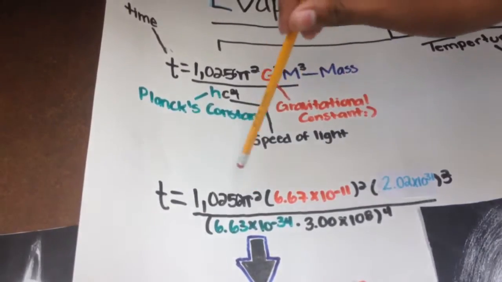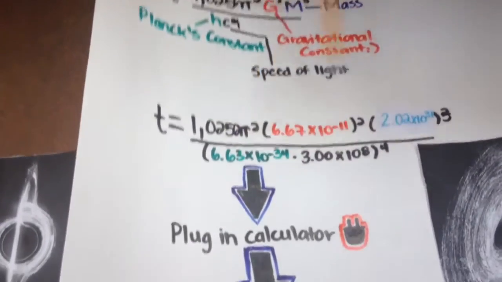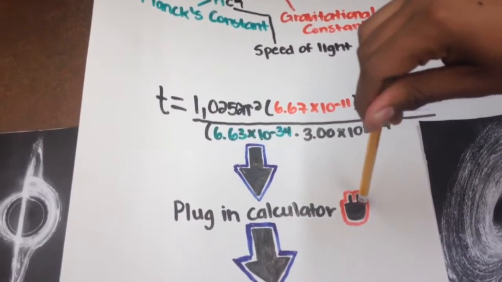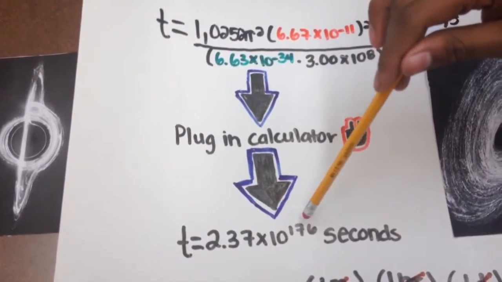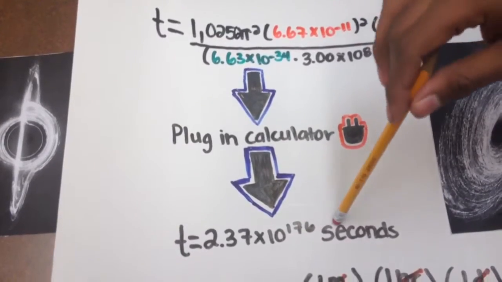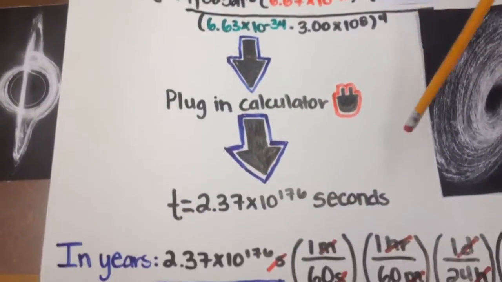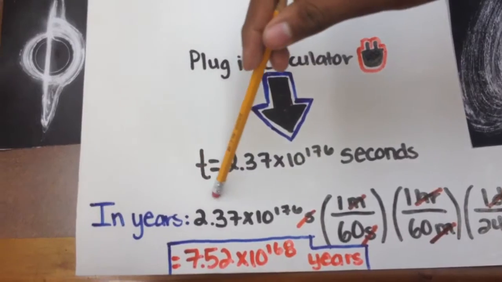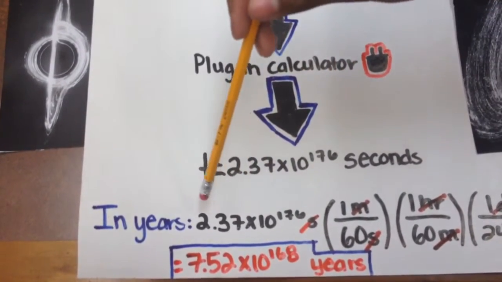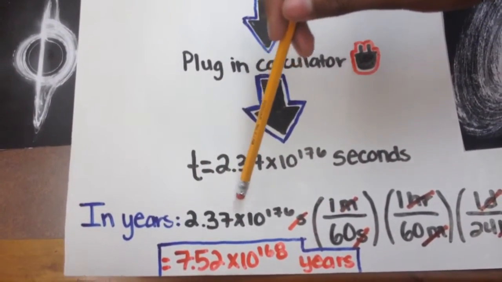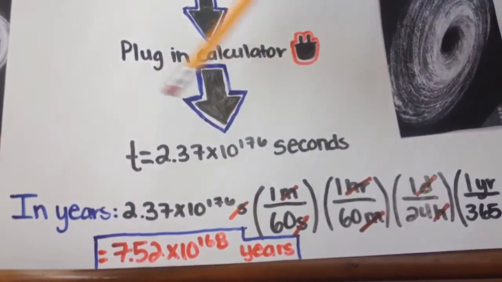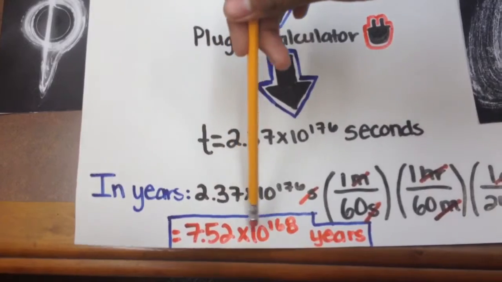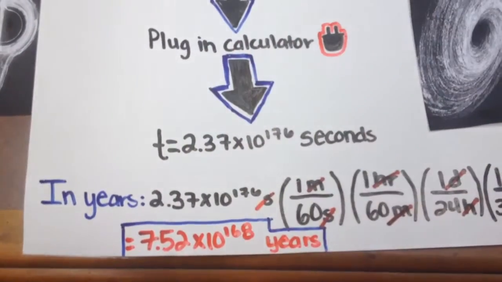Okay, and then when we plug it into the equation and then plug it into the calculator, we get 2.37 times 10 to the 176th power seconds. To convert it into years, I used dimensional analysis. Shout out Ms. Herzog. And I got 2.37 times 10 to the 176 seconds, and then I got 7.52 times 10 to the 168 years.